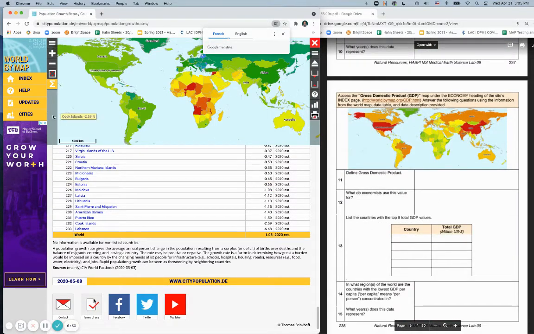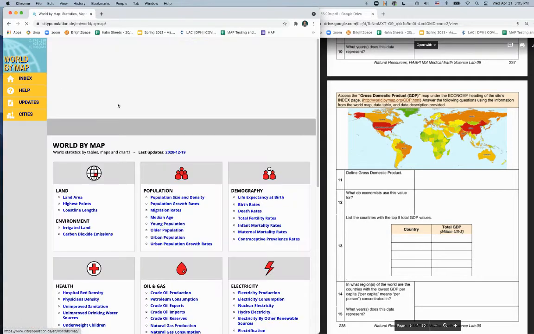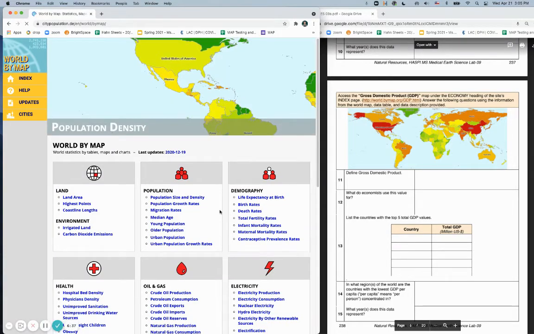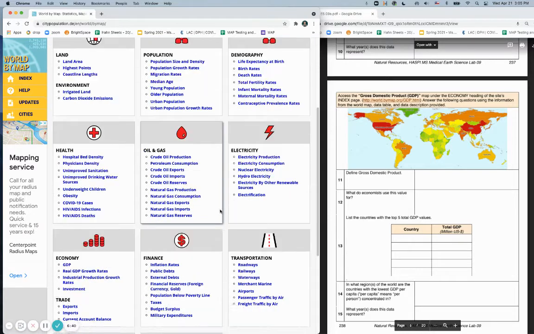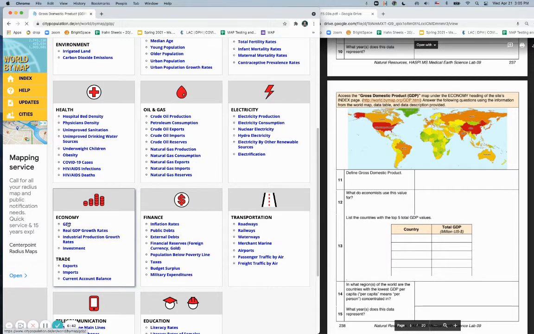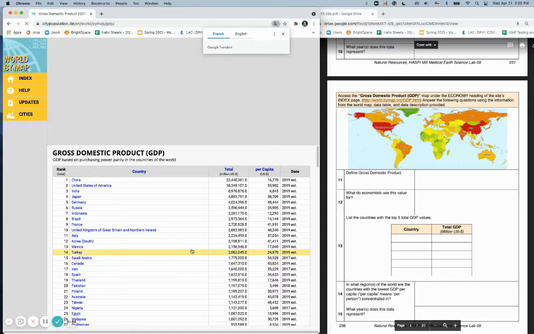Okay. The next section is gross domestic product. So you're going to go under economy and you're going to go ahead and click on GDP, which stands for gross domestic product.